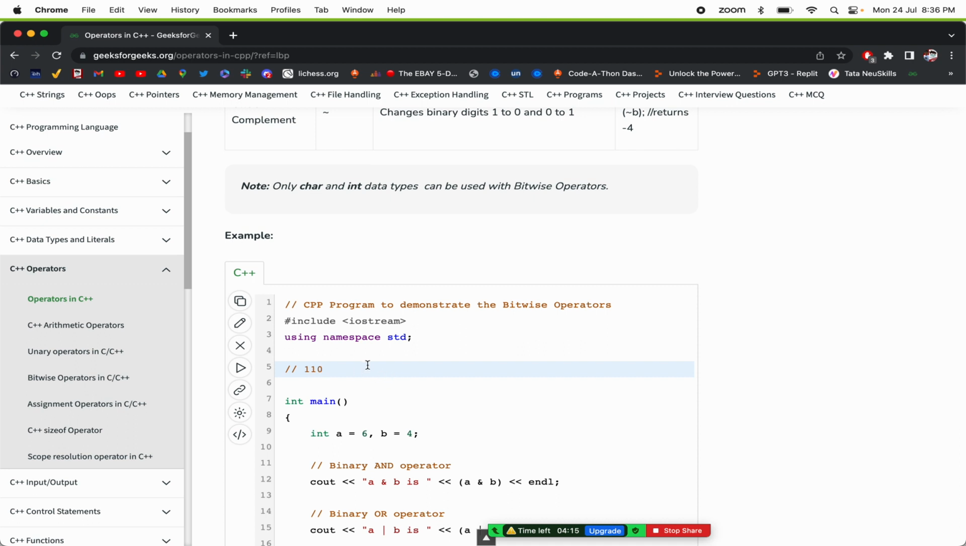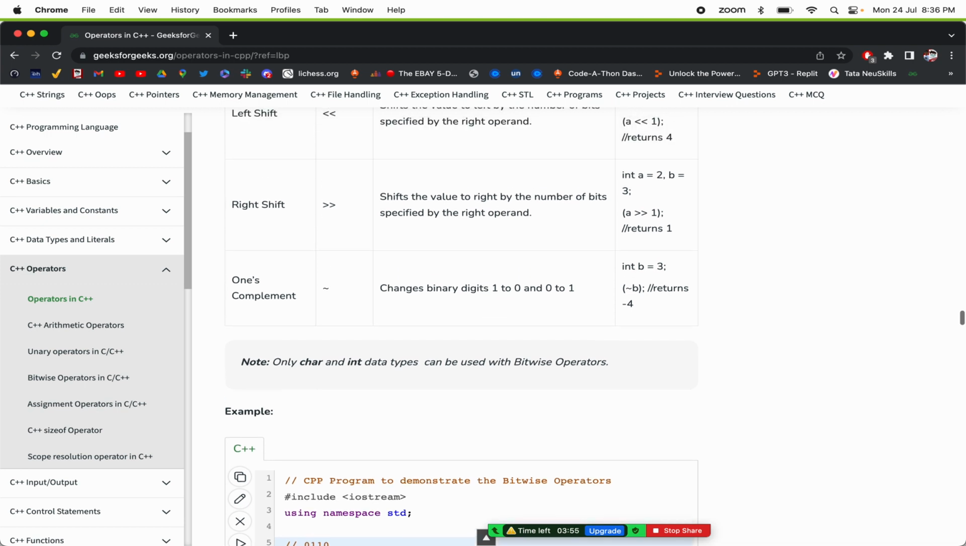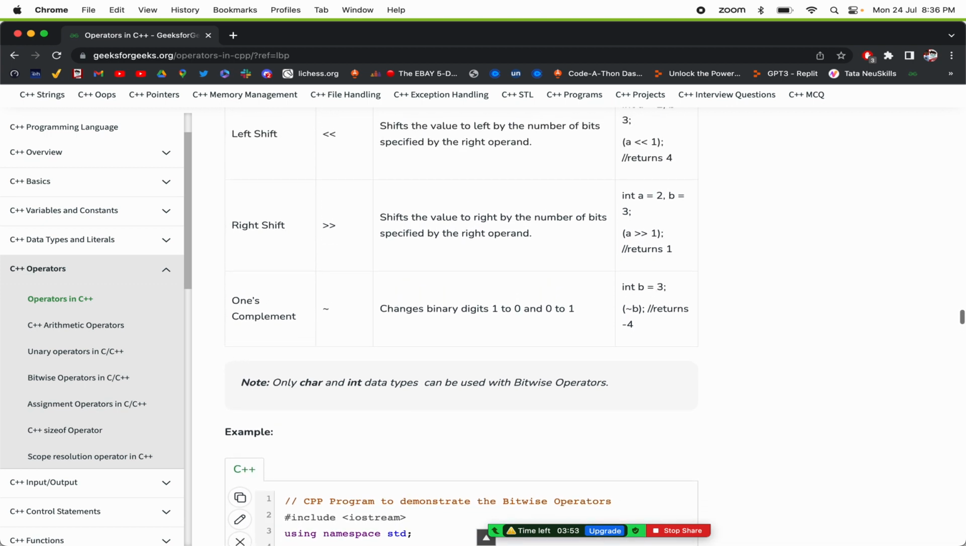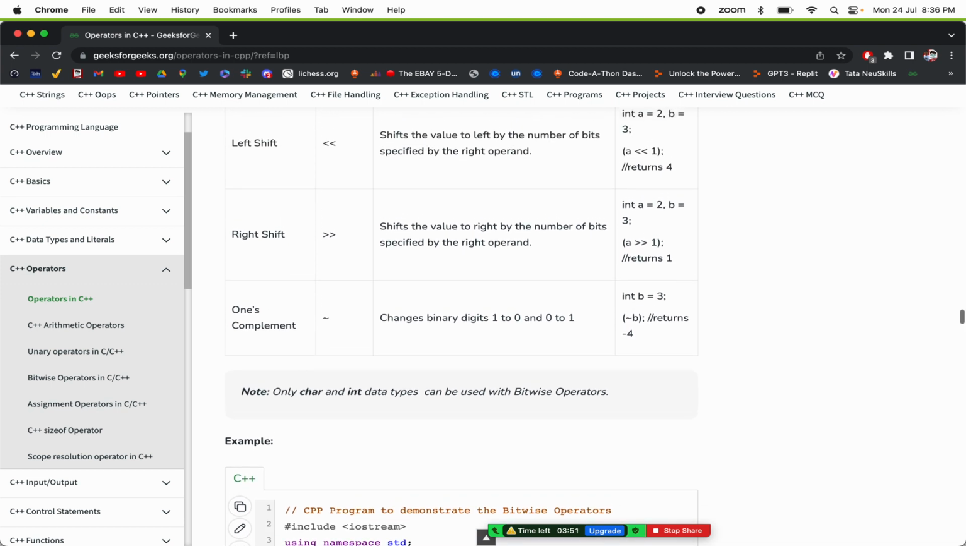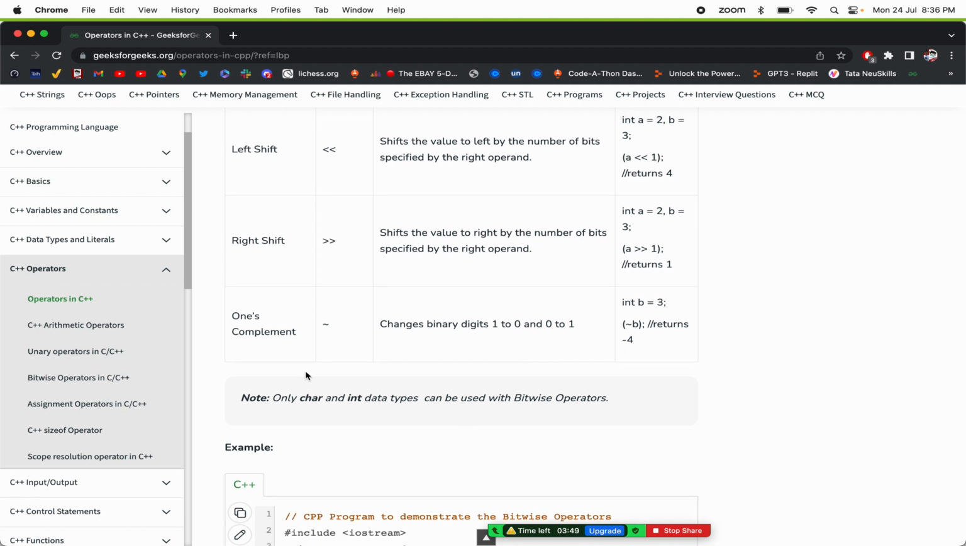So when you had 1101 and were shifting it to the left, the whole thing shifted to the left, and in the end 0 was added. But when shifting to the right, the last bit is removed and 0 is added as the first bit. So this is right shift and left shift, and we're going to see all of these in much detail in the bitwise operators chapter.